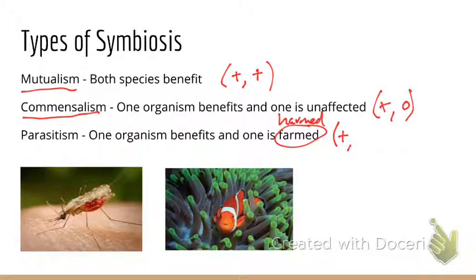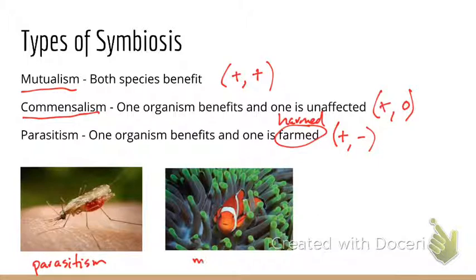And so this is like this. For example, this would be parasitism, because you can see the mosquito here gets blood, right, from the human, and the human is harmed because we can get the disease, but also we prefer not to lose our blood.